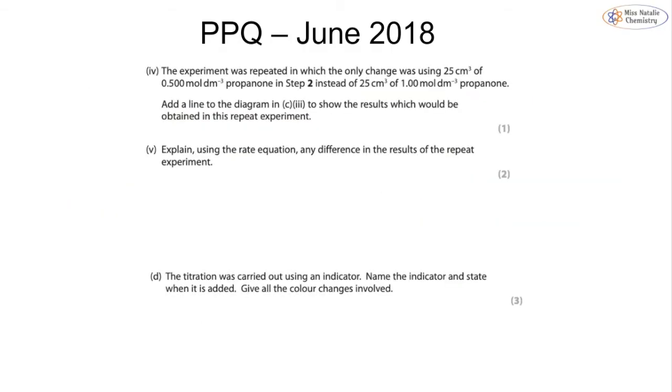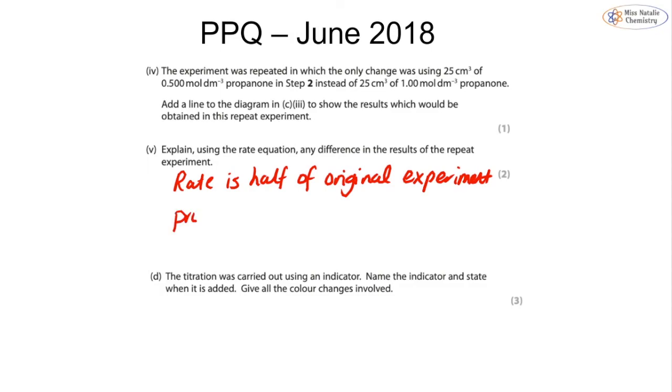And we want to explain the difference in the results by using our rate equation. So our rate is half of the original experiment. And this is because propanol is first order, or the reaction is first order with respect to propanol.